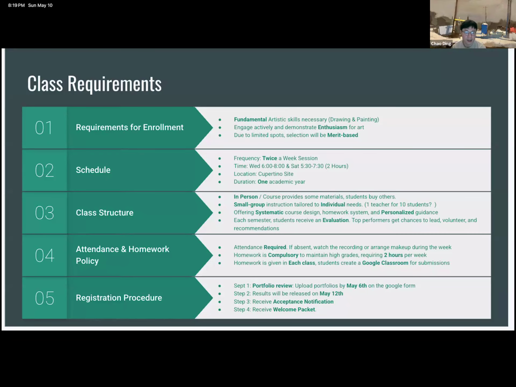Since this is a highly structured and portfolio-focused course, we assume the students already have fundamental drawing and painting skills, along with a strong enthusiasm, passion, and especially commitment toward art and toward their portfolio. Because the class size is quite limited, we carefully review each student's portfolio before acceptance. Our classes meet twice a week, with each session lasting about 2 hours, and the program runs throughout the academic year.